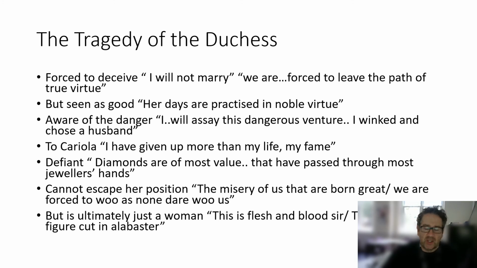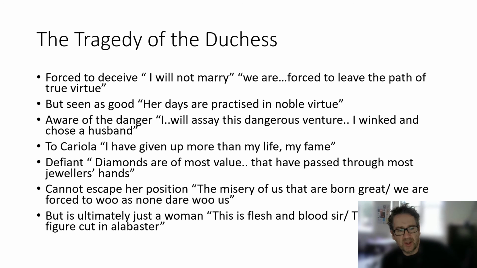But we finish Act 1 with a degree of sympathy for the Duchess. She cannot escape her position. "The misery of us that are born great, we are forced to woo, as none dare woo us." It's not her fault that she's been born the Duchess of Malfi. This is not in her power to change. So she's a victim of her own status.